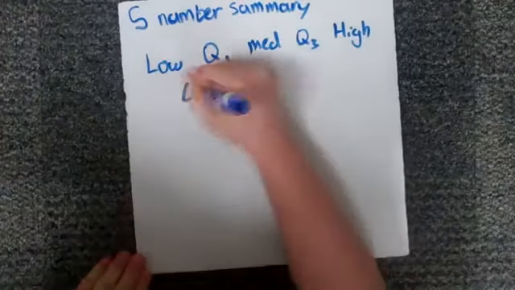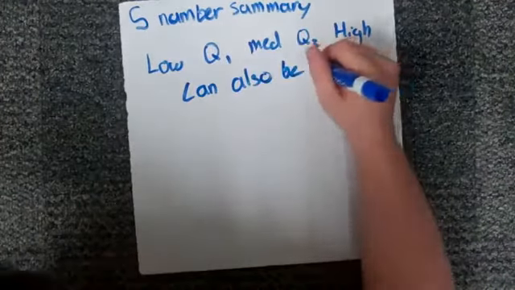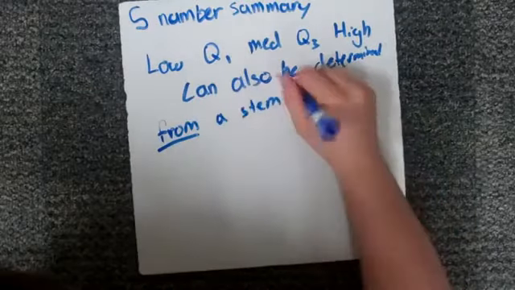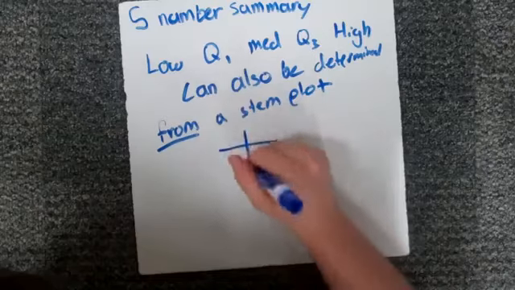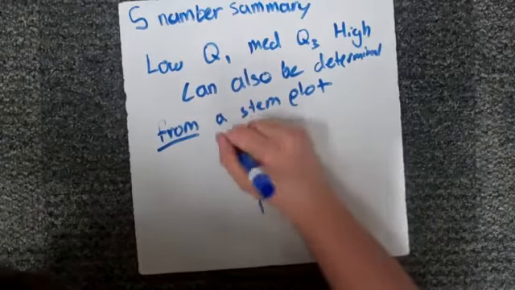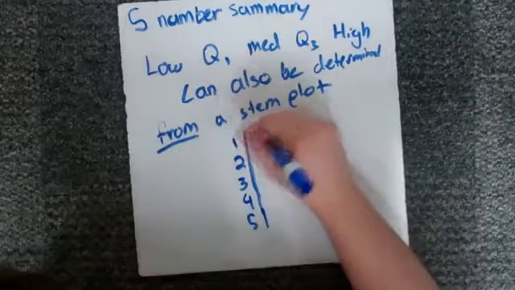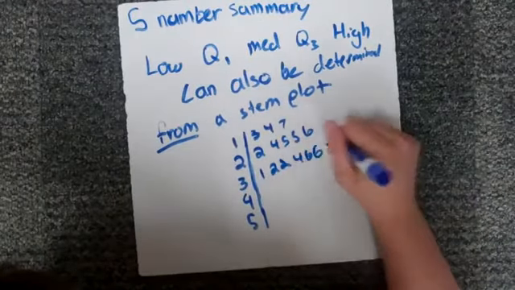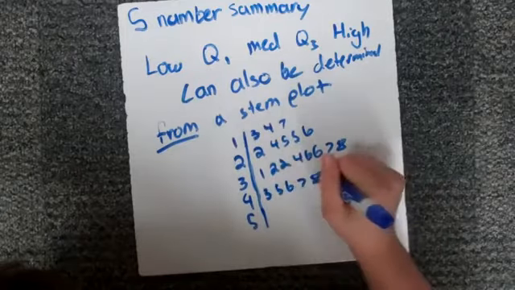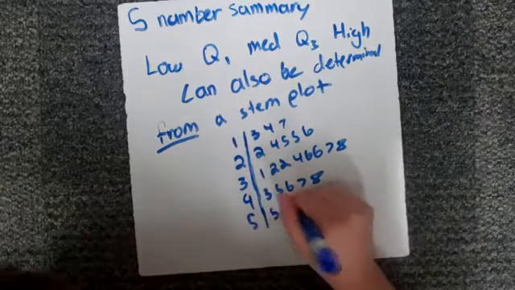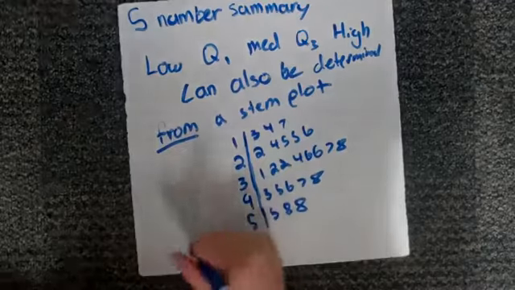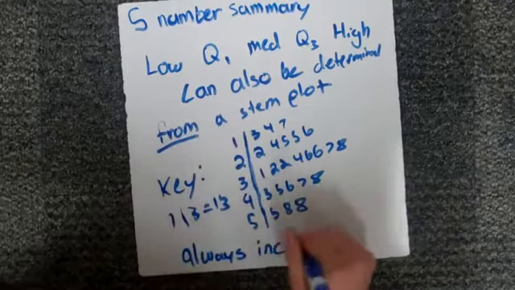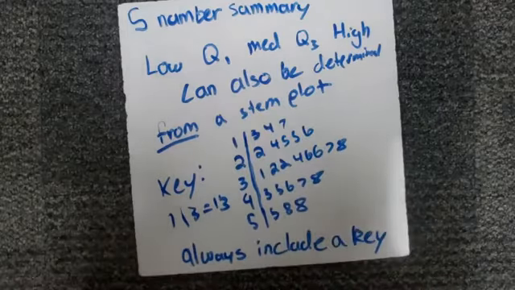The 5-number summary can also be determined from a stem plot. A stem plot very much just looks like it's got stems on the left and your leaves on the right, which just basically describes a bunch of numbers within a certain range. So there's 13, 14, 17, 22, 24, 25, 25, 26, and so on and so forth. Make sure you always include a key that describes how the stem and leaf work together to create a number. It's very important.